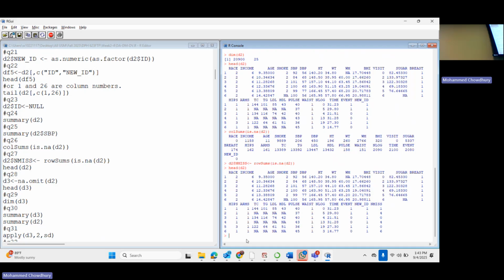Are you understanding? The second row has 4 missing values: 1, 2, 3, 4. Are you seeing this code? The first row has only 1 missing value, and the third row has 0 missing values. If I want to take 0 missing values, you can use n miss equal to 0, and that will be my data. I will do the analysis on the complete data. Understand?